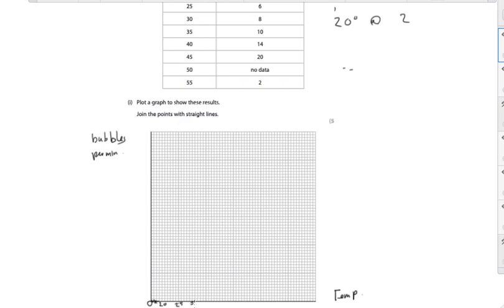25, 30, 35, 40, 45, 50, 55. And it goes from 2 up to, the biggest one is 20. So 5, 10, 15, 20. So if you've got space, 10, 15, 20, 25. Let's do that.